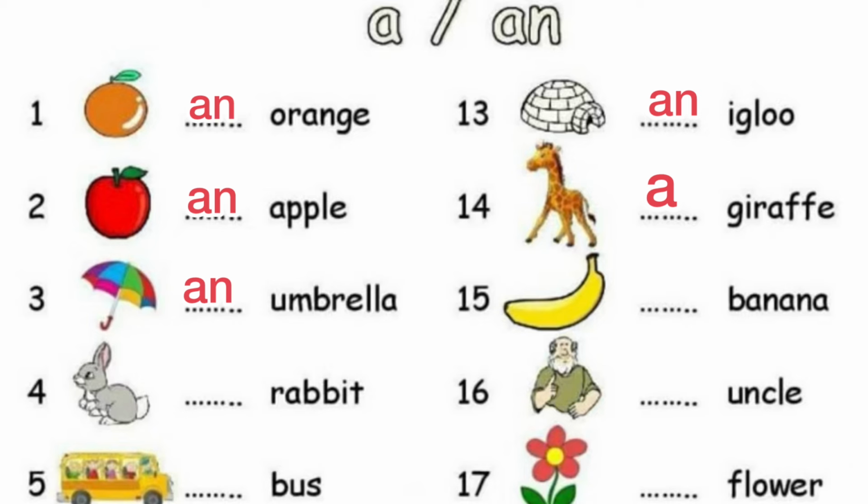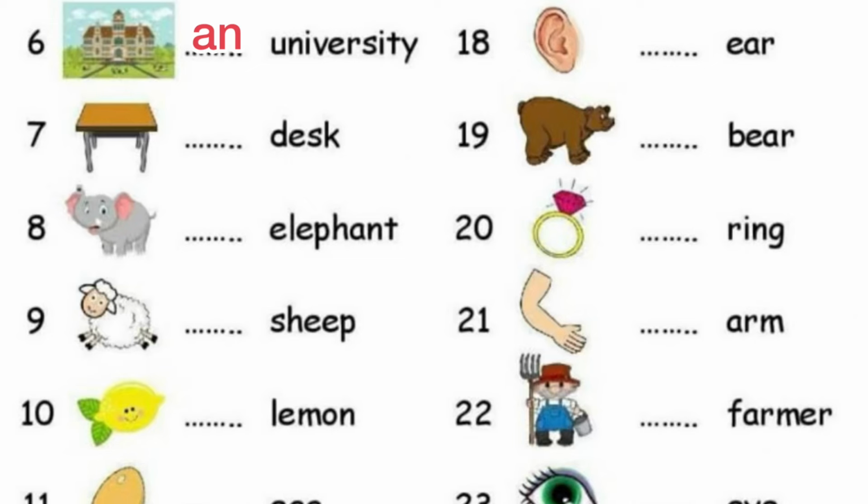An umbrella. A banana. A rabbit. An uncle. A bus. A flower. A university. An ear.